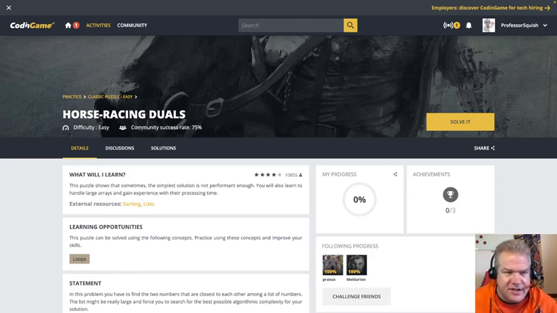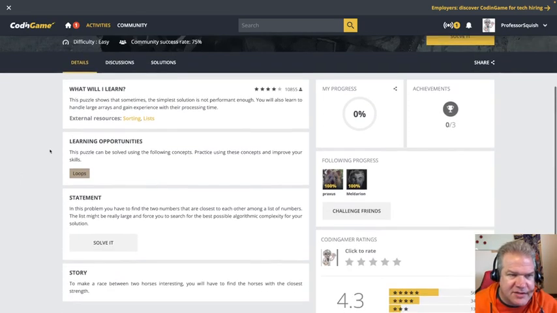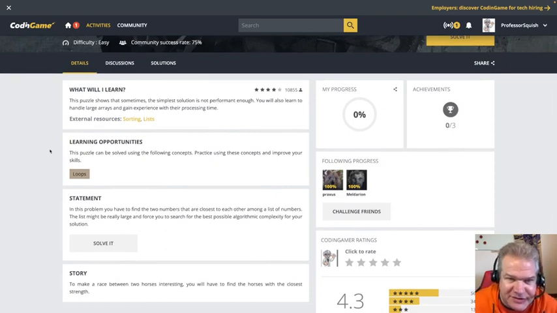Hello, let's take a look at this horse racing duels puzzle from CodingGame. So let's read through it here first. What will I learn? This puzzle shows that sometimes the simplest solution is not performant enough. You'll also learn to handle large arrays and gain experience with their processing time. And there's a couple of links here for some external resources.